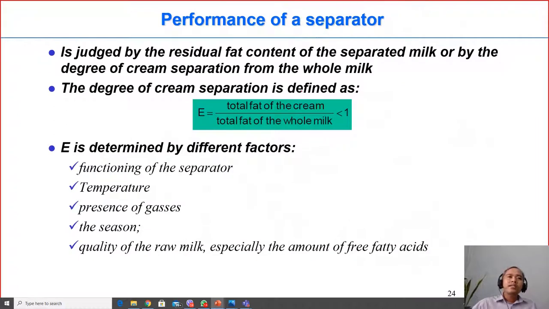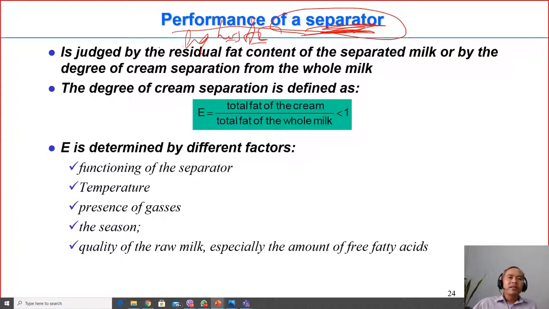Now we discuss a little bit the performance of a separator. A separator is a centrifuge to separate cream from the skim milk. It's called a separator, but actually it's a centrifuge. The performance, là hiệu quả hoạt động.